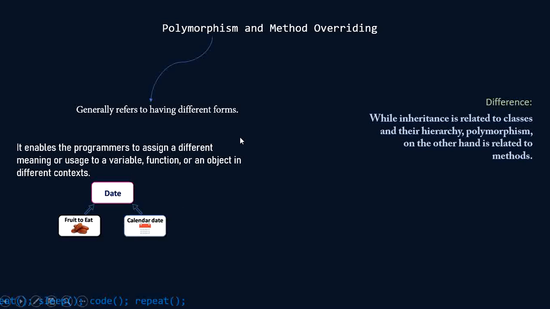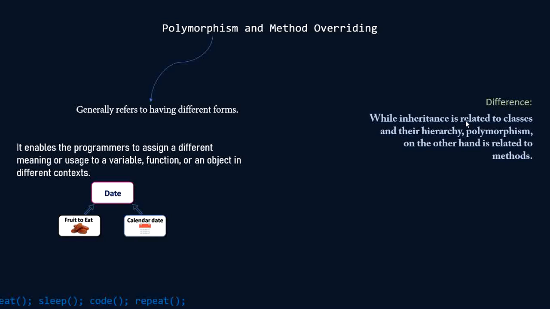Now what is the difference between inheritance and polymorphism? While inheritance is related to classes and their hierarchy, polymorphism on the other hand is related to methods. Methods are nothing but the functions which are inside the class, right? So we have these two things. Polymorphism is related to methods, while inheritance is related to classes and the hierarchy.